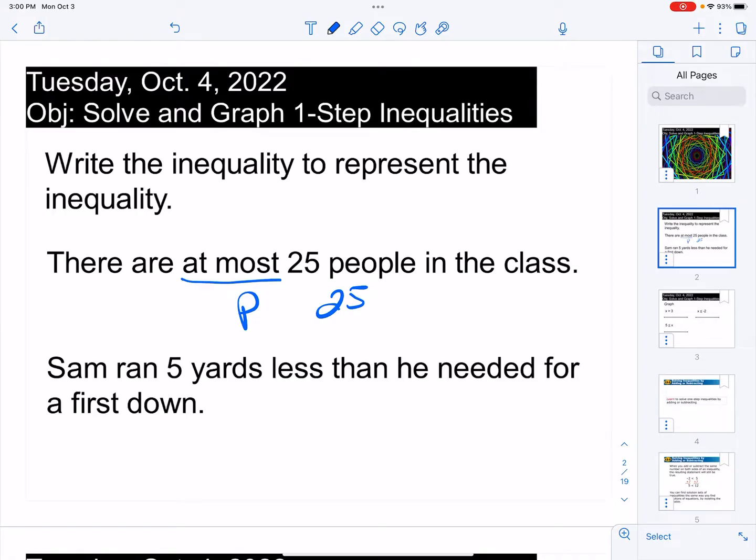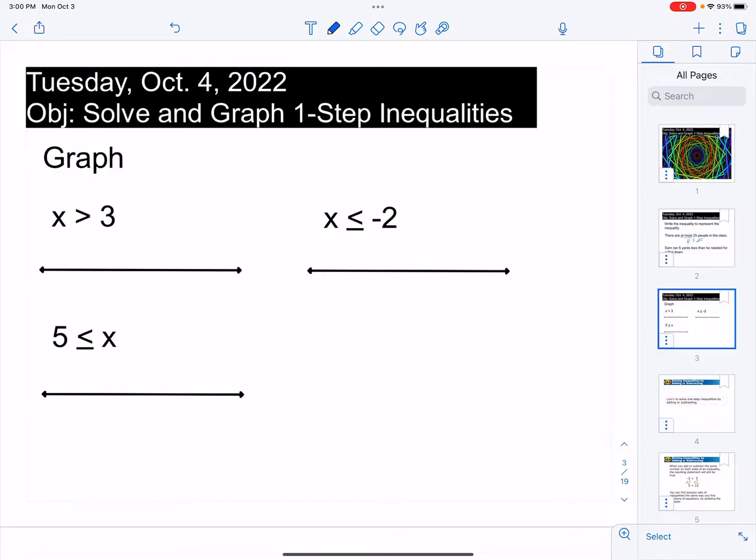So that means the variable has to be less than that. We know that P is going to be less than 25, but could we include 25? Could there be 25 in this one? Well, at most means less than or equal to. That is correct. Okay, so that was the first thing that we looked at: reading and writing inequalities. The second thing was graphing a solution set.